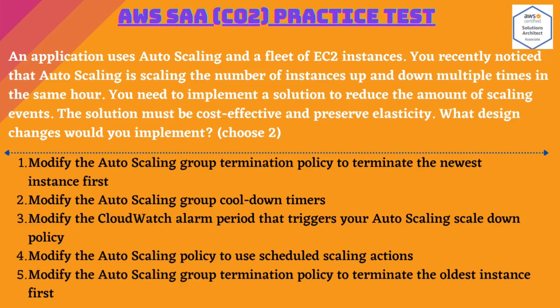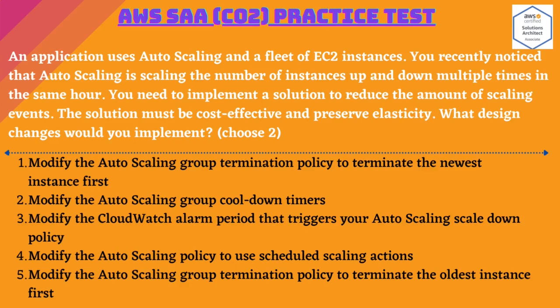The second is modify the auto scaling group cooldown timers. The cooldown period is a configurable setting for an auto scaling group that helps to ensure that it doesn't launch or terminate additional instances before the previous activity has completed. This seems to be a right answer. The third option is modify the CloudWatch alarm period that triggers your auto scaling scale down policy. So the CloudWatch alarm is responsible for the scaling events because auto scaling is based on the CloudWatch alarms. This would help as you can increase the number of data points required to trigger an alarm.